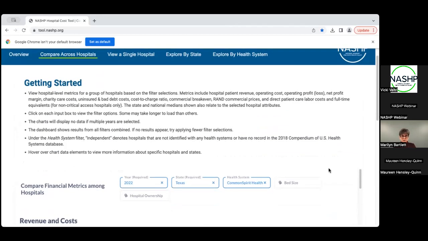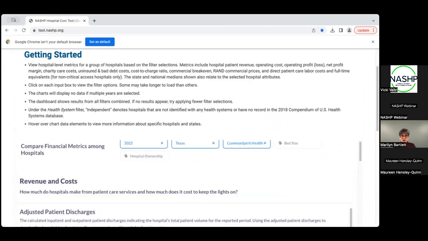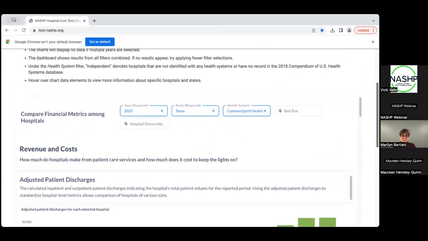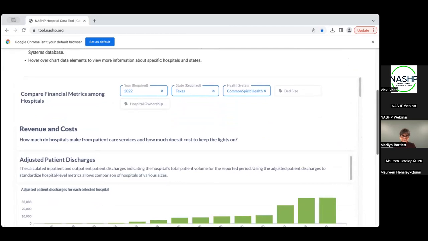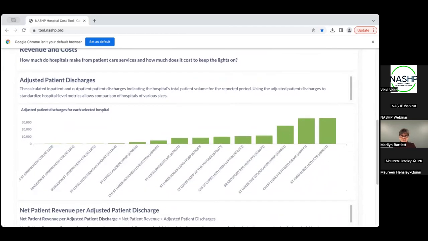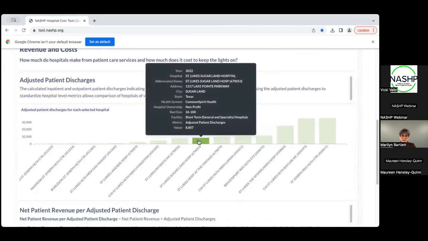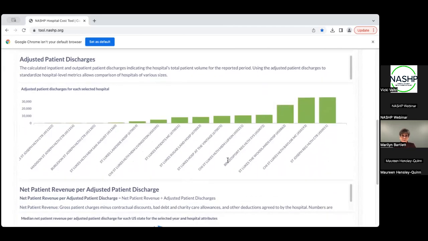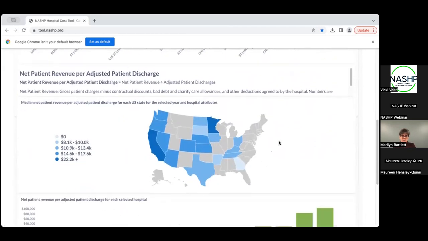Okay, I'm going to jump quickly before we run out of time back over to compare across hospitals. What I wanted to look at was all of the CommonSpirit hospitals in Texas to see what was going on. So this will show you the adjusted patient discharges. So they have some small hospitals too, as you can see. The net patient revenue per adjusted discharge.